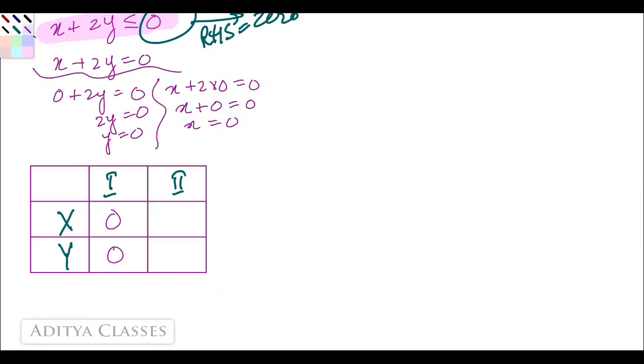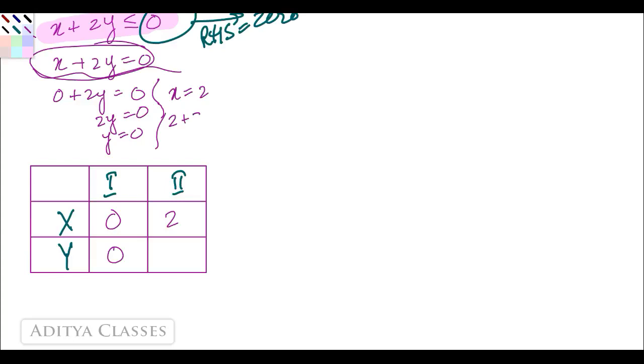first things first, let me find out the second point also. Now, how do I go about my second point? I'll play a little trick over here. What I'll do is, I'll not take my point to be 0 itself. I'll take, let us say, x is equal to 2. If I take x is equal to 2, this equation becomes 2 plus 2y is equal to 0, 2y is equal to minus 2, y is equal to minus 1. So, here I get y as minus 1.